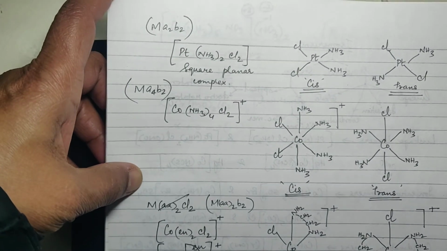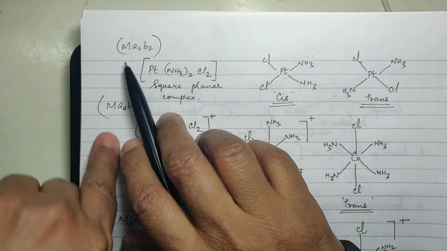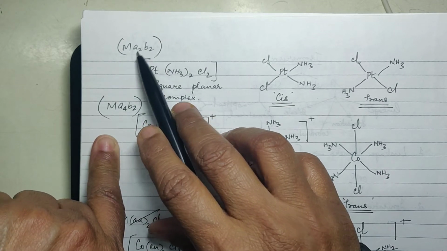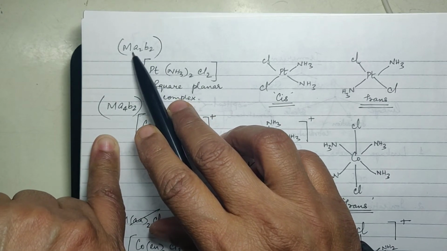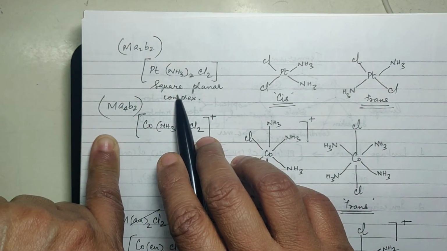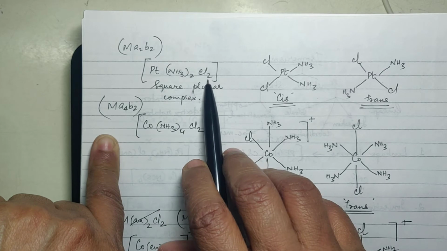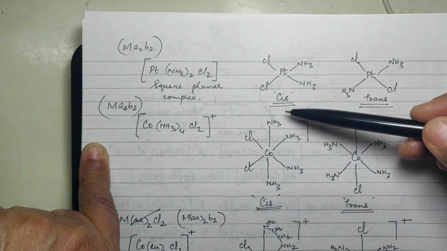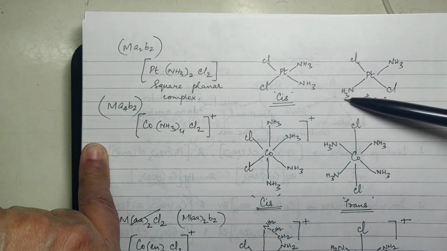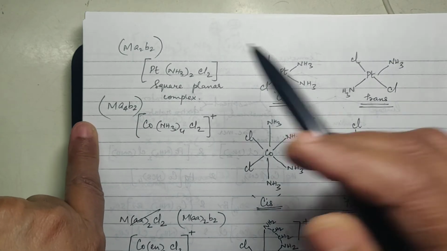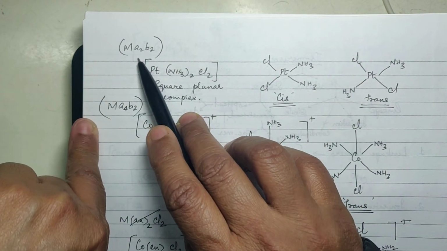Now let's go to the next one. It is of the type M A2 B2, that is, A and B are 2 different ligands. A is 2 in number, B is also 2 in number. Again, it's a square planar complex. Say, for example, Pt(NH3)2Cl2. Now if both the NH3s are in the same plane, it is cis. And if the 2 NH3s are in opposite planes, it is trans. Now this is with respect to coordination number 4.